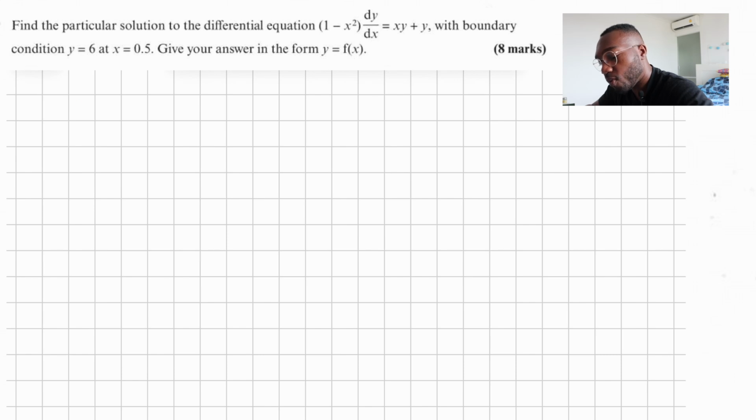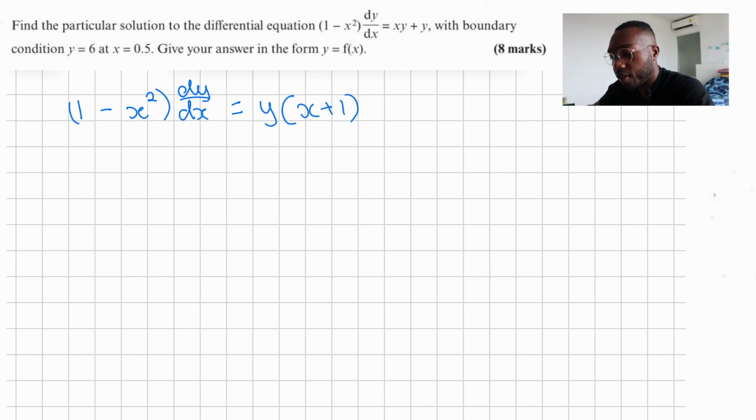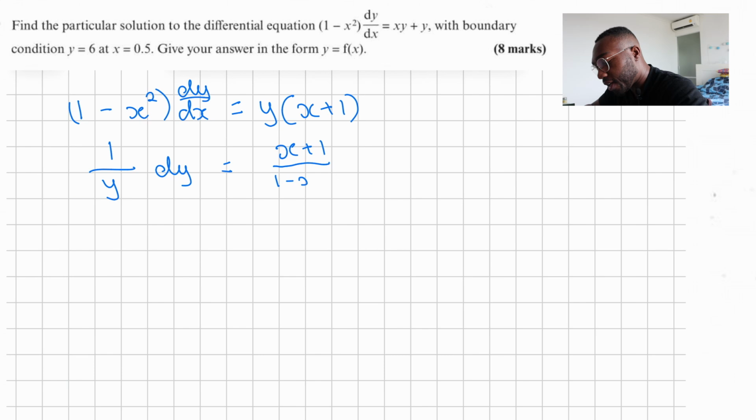So we have (1 minus x squared) dy over dx. And if we factorize the xy plus y, we get y(x+1). And now let's just bring our x terms to the right and our y terms to the left. If we do that, we would get 1 over y dy, and that would equal (x+1) over (1 minus x squared) dx. And now, because we know we want it in the form y equals f of x, we have dy and dx, so we need to integrate.